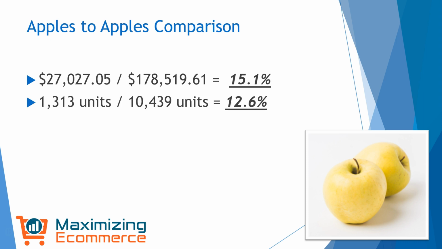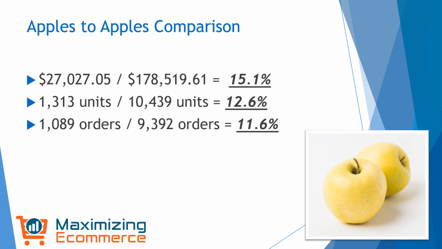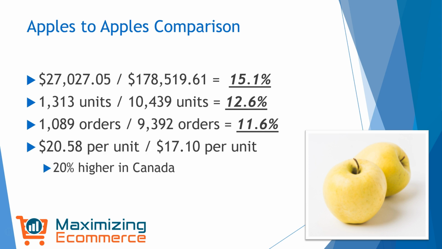As far as units sold, as you saw on the slides before, it's about 1,300 units sold in Canada versus about 10,000 units in the US, which is a little over 1,000, almost 1,100 orders in Canada, and almost 9,400 orders in the US. So it's about 11.6%. So of my sales, you can see there, they're more heavily focused on sales in dollars. So the reason for that is, just to make this a little simpler, before I start going on a tangent, which I know sometimes I can do. So $20.58 per unit versus about $17 per unit in the US.